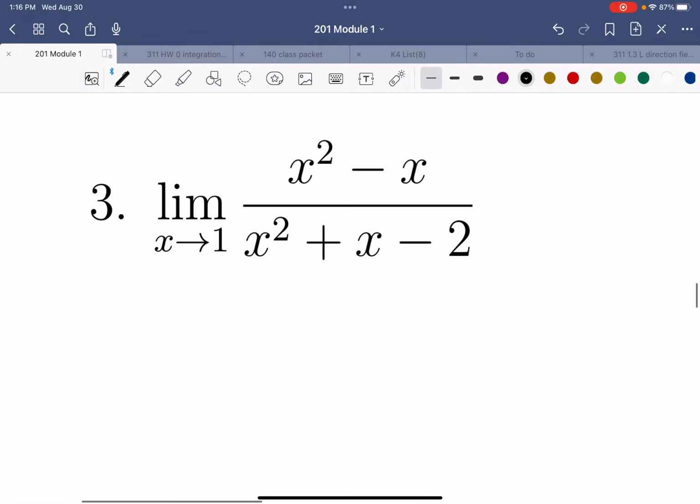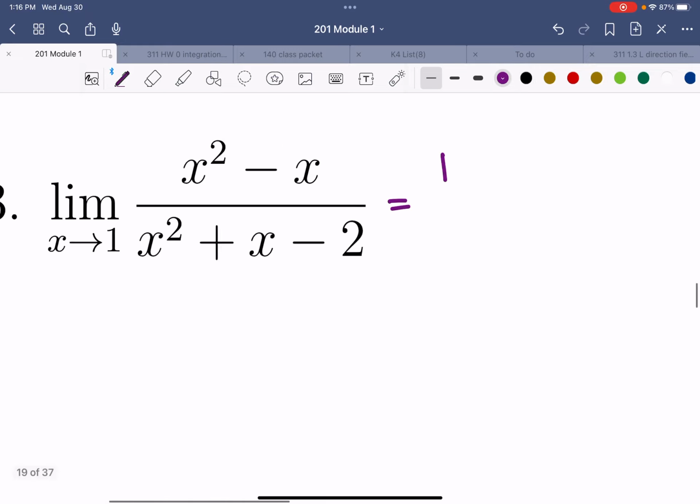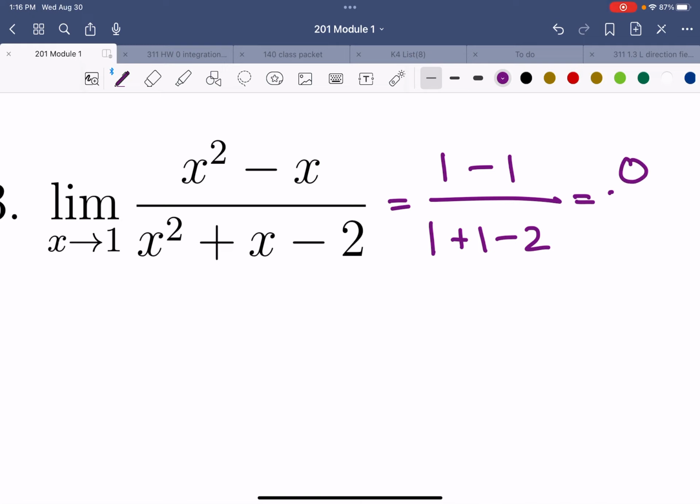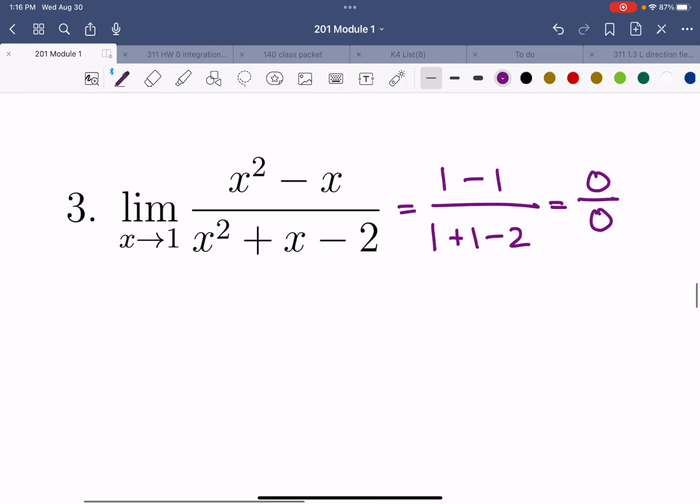When I get to number 3, what happens? Okay, so here we go. We're going to have 1 squared is 1, minus 1. And on the bottom, I have 1 squared is 1, plus 1 minus 2. 1 minus 1 is 0 in the numerator. 1 plus 1 is 2, minus 2 is 0 in the denominator. So now I'm getting this 0 over 0 case. And we know that 0 over 0 is an indeterminate form. And so that means that my answer could be anything, depending on what's going on here.